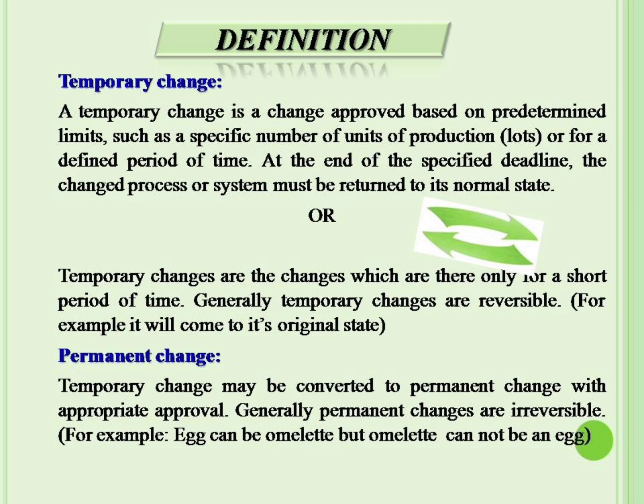Here we have another definition of temporary change. Temporary changes are the changes which are there only for a short period of time. Generally, temporary changes are reversible. For example, it will come back to its original state. So these are called temporary changes. When it comes to permanent change, a temporary change may be converted to a permanent change with appropriate approval. Generally, permanent changes are irreversible. For example, an egg can become an omelette, but an omelette cannot become an egg again.